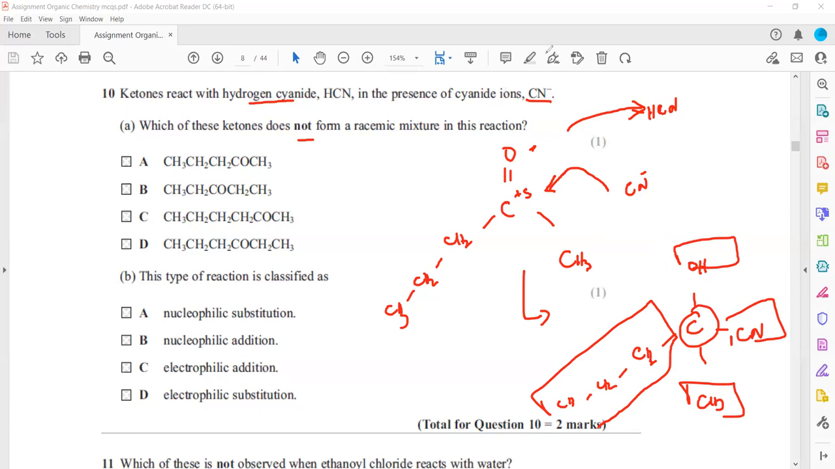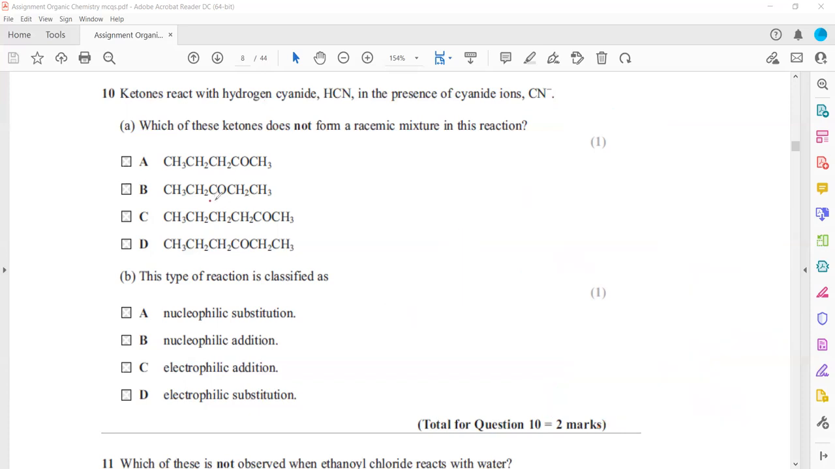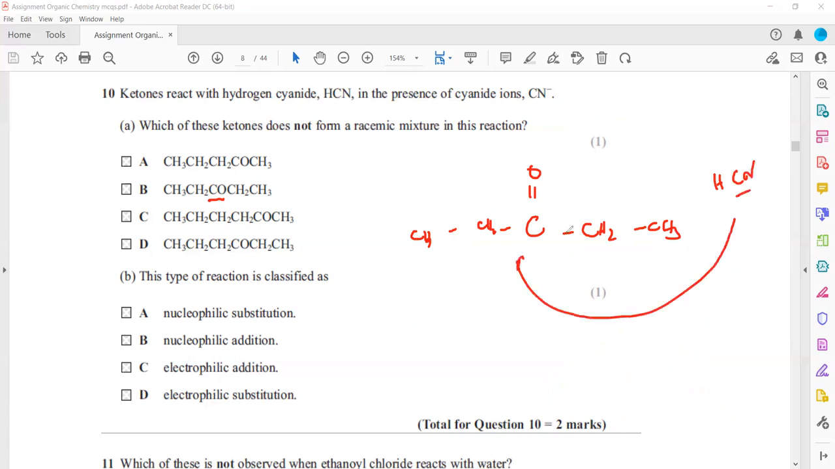But when we check option B, it is a symmetrical ketone. So it has CH2, CH3, and CH2, CH3. What will happen when HCN is there? A nucleophilic addition reaction will occur. CN- will form a bond with carbon and H will form a bond with O. So what will be the product? It will be CH3, CH2, then C with OH, then CH2 and CH3, and then CN.